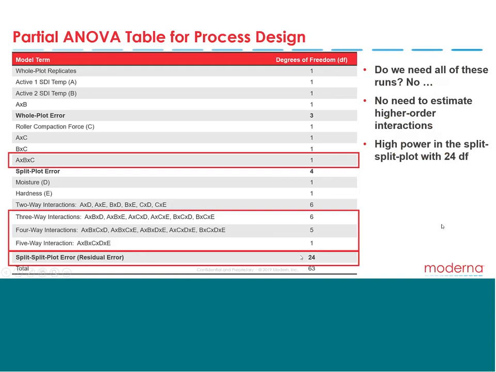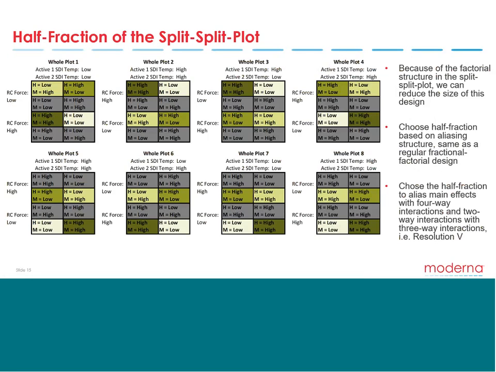The other thing is that we have high power in the split plot because we have those 24 degrees of freedom. So we don't really need these extra runs to increase our power in the split plot because we have plenty already. So what we can do then is actually start removing some of the runs from this design. And we can do that because of the factorial structure that's in the split plot.